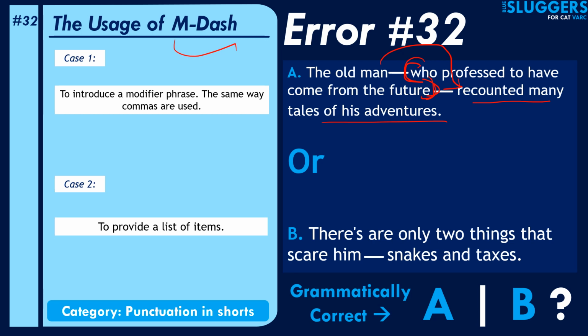Another way in which the M dash can be used is to provide a list of items, the way you have in the case of a colon. The sentence says it's not this, by the way. It should be there are only two things that scare him, okay, my bad. We can't regard the sentence as incorrect. Even if it is theirs, that's not the error we are concerned with right now. The only error, which is more of a typo, is that instead of there we have written theirs. So read the sentence as there are only two things that scare him: snakes and taxes. So the list has been provided, and there is nothing wrong in this sentence with respect to the M dash. So even in this context, your M dash can be used. I hope that's clear.